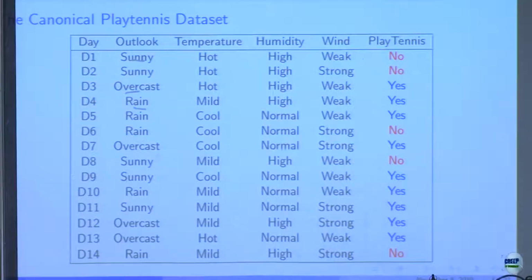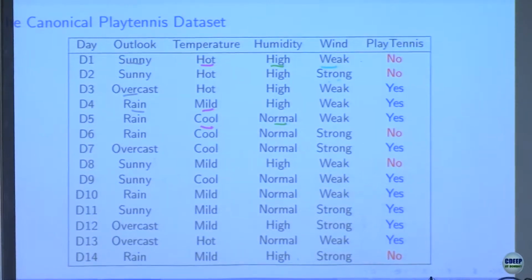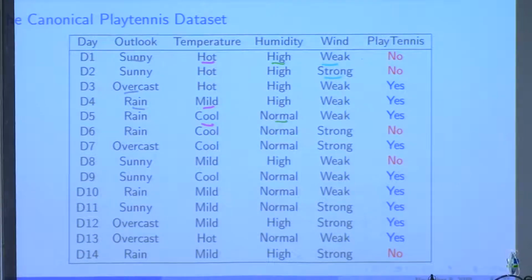On the other hand, temperature could be hot, mild or cool. Humidity could be high or normal, and wind could be weak or strong. So wind can take two values, humidity can take two values, temperature can take three values, and outlook can take three values. Okay. And suppose I want to now build a decision tree.